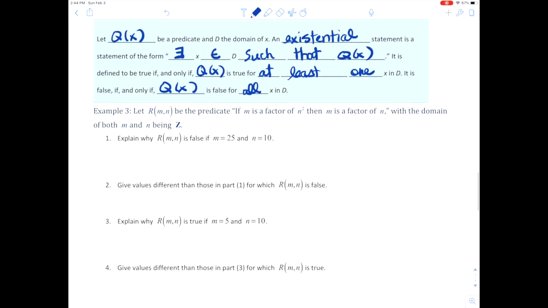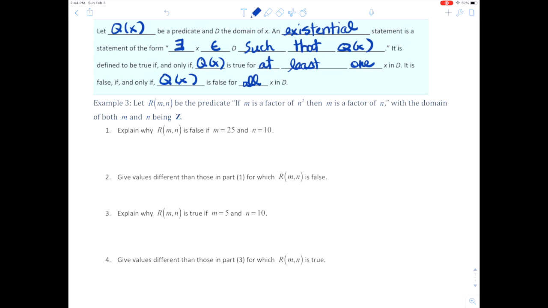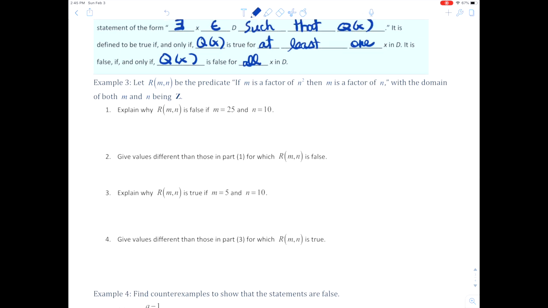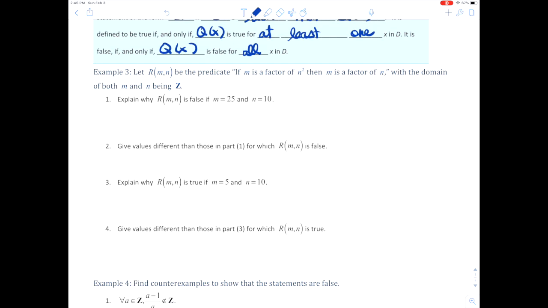So let's look at some more examples. Let R at M and N be the predicate: if M is a factor of N squared, then M is a factor of N, with the domain of both M and N being the set of integers. So, okay, in higher math, as we go on, we'll have to decide if this predicate is false or not. If you're setting out to prove something or to disprove something, you need to figure out, do you think it's true or false? A lot of times what we would do is just plug in some numbers, not always, 0 or 1, to see if it'll work.